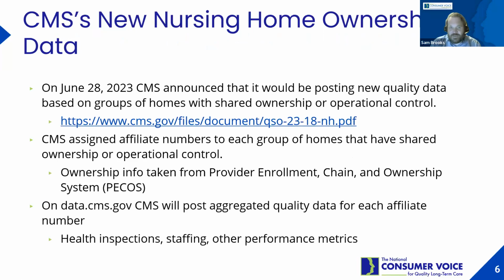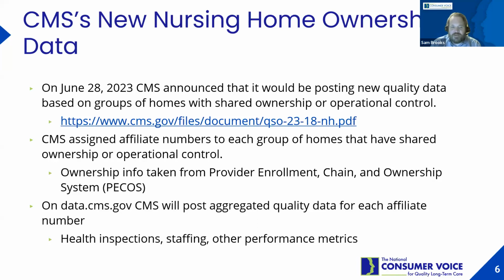And essentially what CMS did was they assigned affiliate numbers to groups of homes that have shared ownership or control. So a nursing home that shares common ownership with another nursing home will now have a number. And that's very significant, because what that allows CMS to do is to track quality across chains.